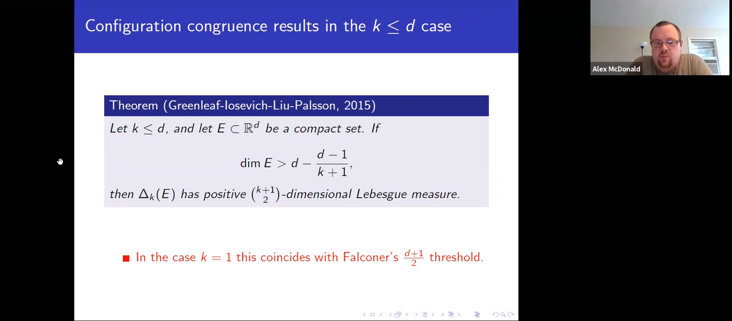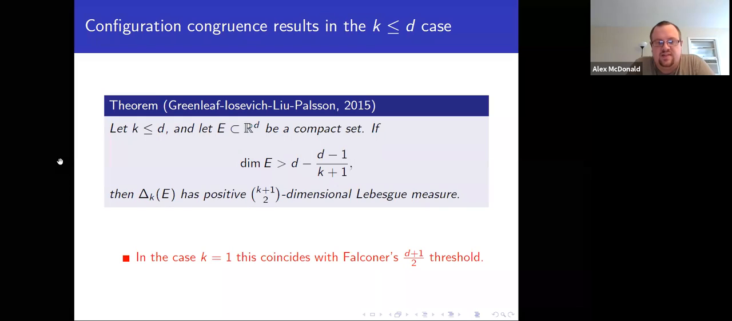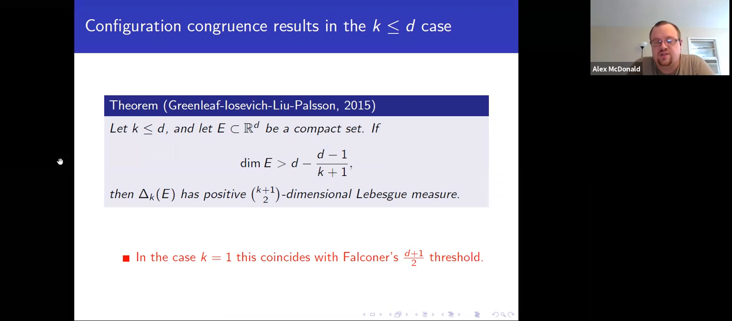So one thing to point out to connect it to the problem we already understand is, what happens when k equals 1? So when k equals 1, delta sub 1 of E is the distance set. So this is a Falconer problem. When k equals 1, we have this threshold is d plus 1 over 2. So this matches Falconer's original d plus 1 over 2 threshold when k equals 1 and generalizes it for all k. And I guess we can also point out that the threshold gets worse as k gets large. So as k goes to infinity, the threshold goes to d.